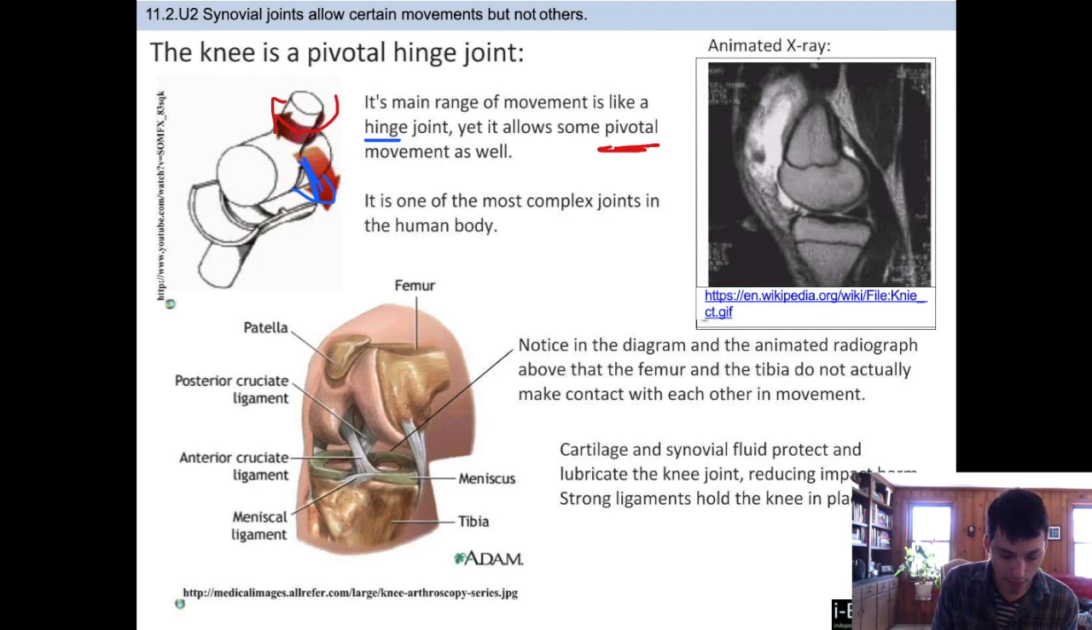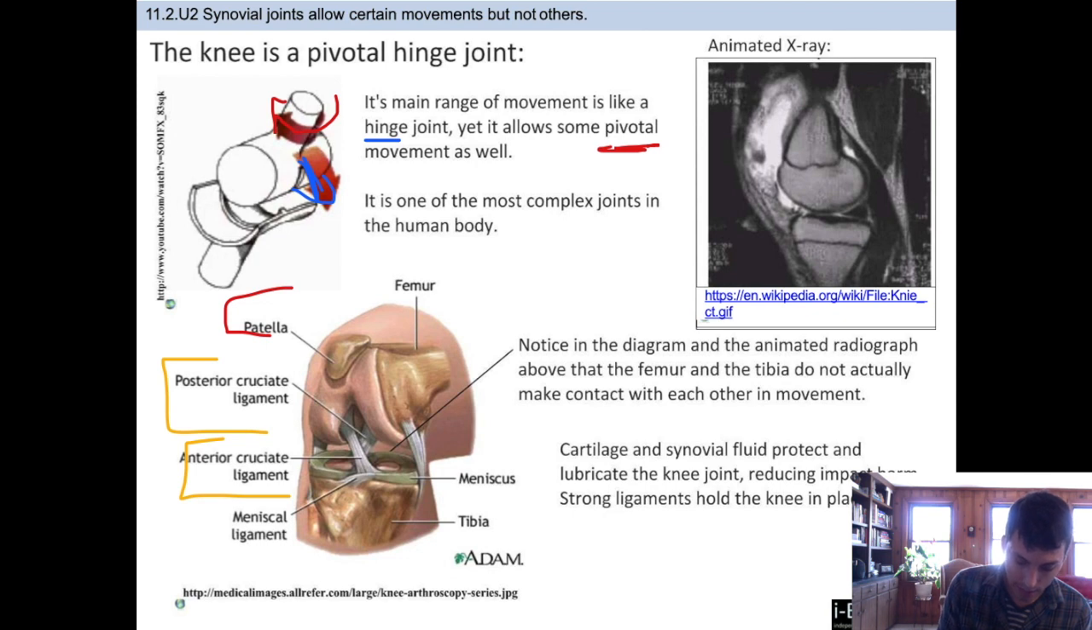So I have the ACL, I have the PCL. Those are ligaments that are holding those bones together. So they're holding the femur up here above the knee. This bone, they're holding it to the tibia, which is below the knee. I have the patella, which is a bone. It's your kneecap bone. So the patella is a bone, the femur is a bone, the tibia is a bone.